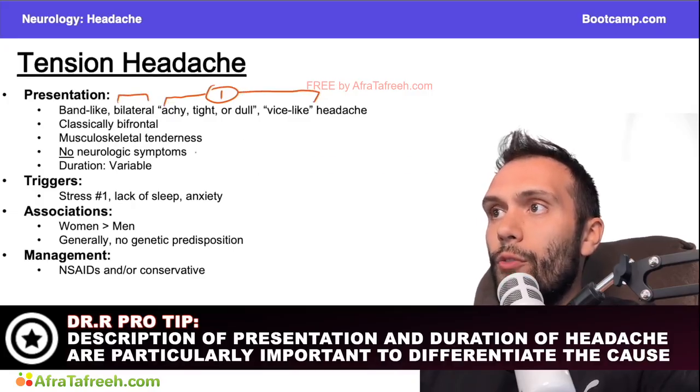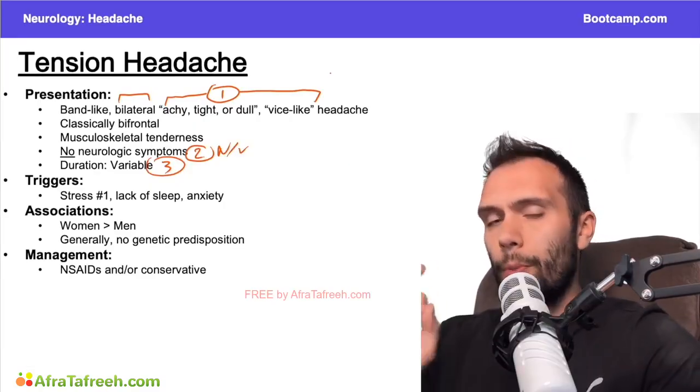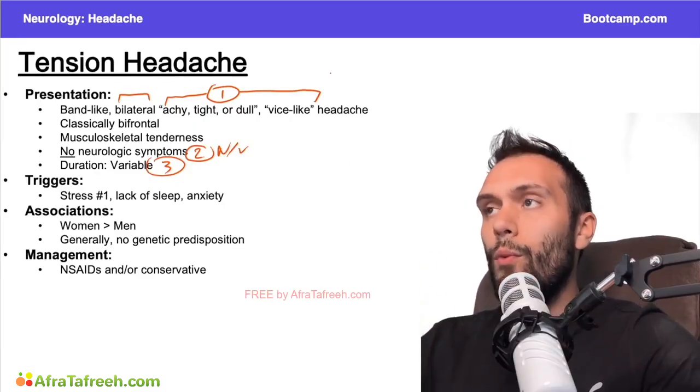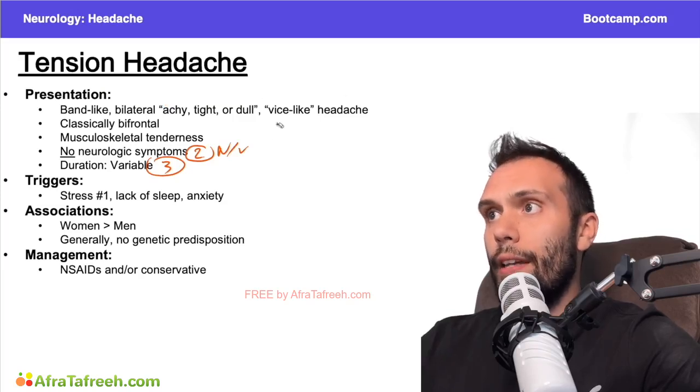Some other things that we're going to look for are: are there neurologic signs? Is there any nausea? Is there any vomiting? And then how long do these symptoms last? If you can figure out those three things, usually you'll be pretty close to right on the money with what we're talking about. Again, talking about the tension headaches, tension headaches are the most common form of headache overall.